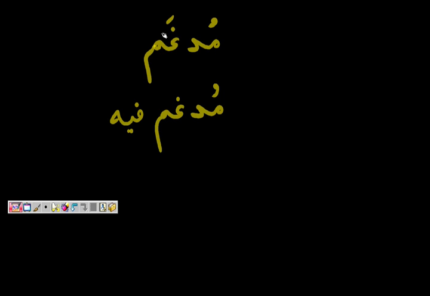So mudgham is the first letter. Mudgham fi is the second letter. The process is known as idgham. And sometimes there is an idgham that is broken up. Right? So idgham is fusion. Am I getting that right? And then the reverse process, fission, would be fakkul idgham.